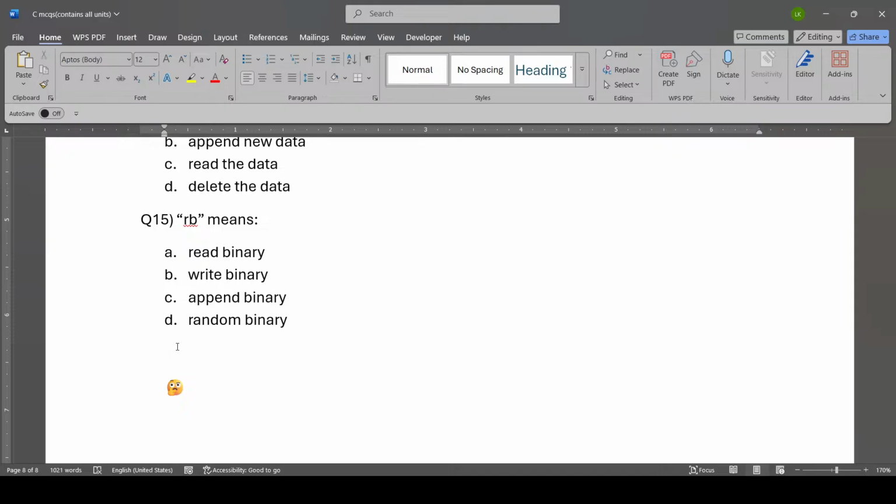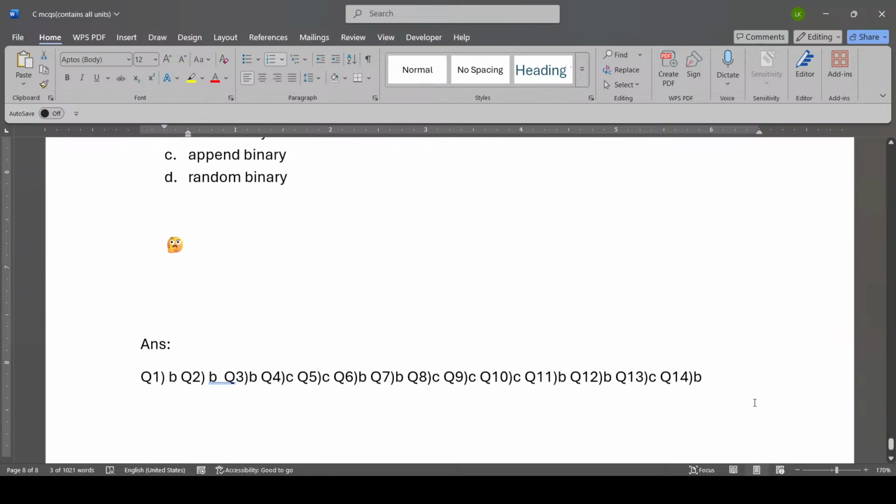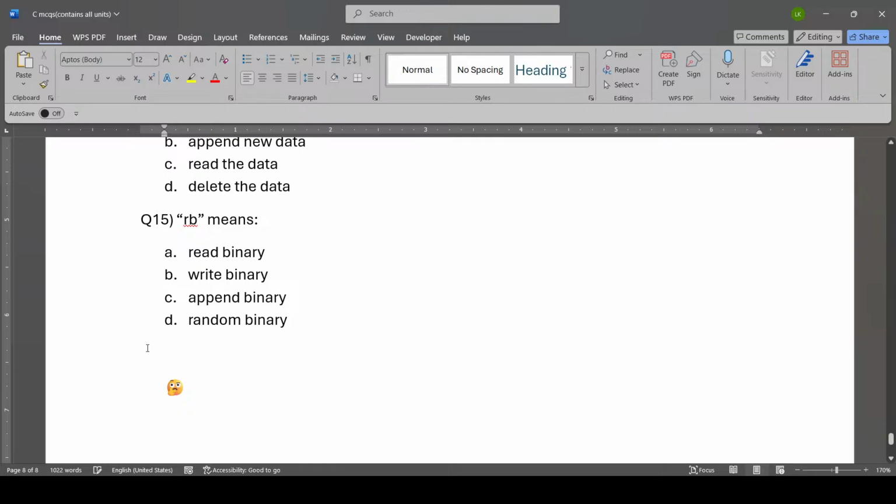Whenever we talk about the RB, R means read and B stands for binary. It means read the data which are stored in binary form. So that is called RB. So the right answer is A, read binary. Write is not right, append is also not, random is also not. So A is the right answer. Question 15, A. Now going to talk about the next question.